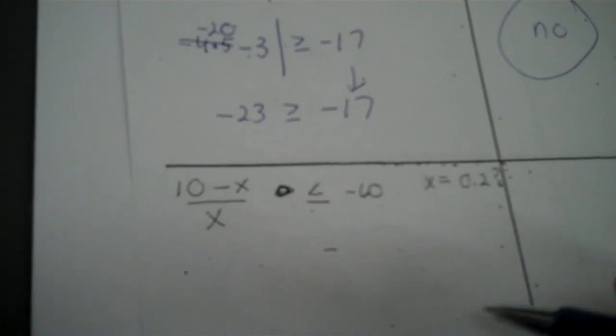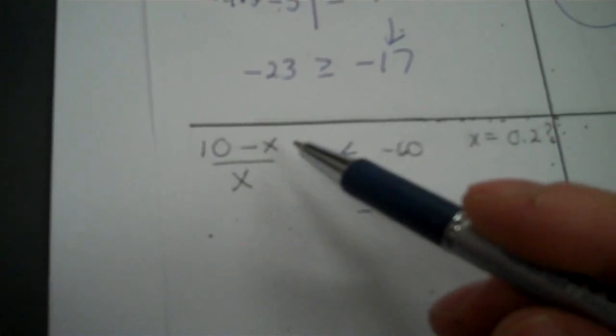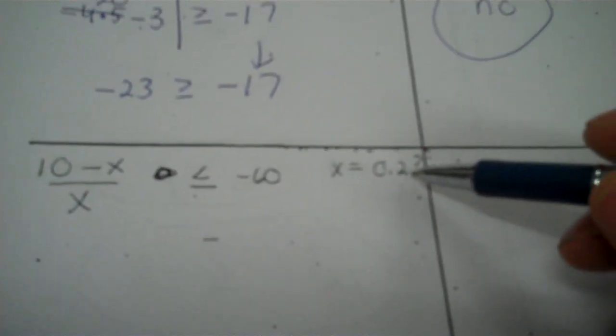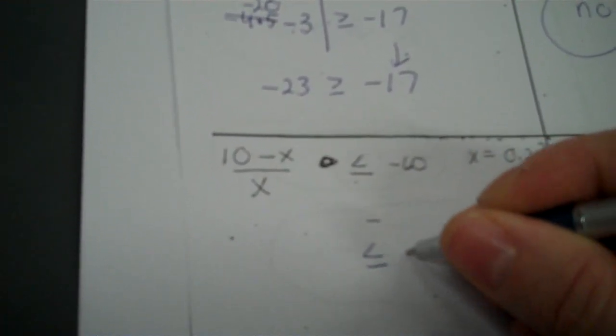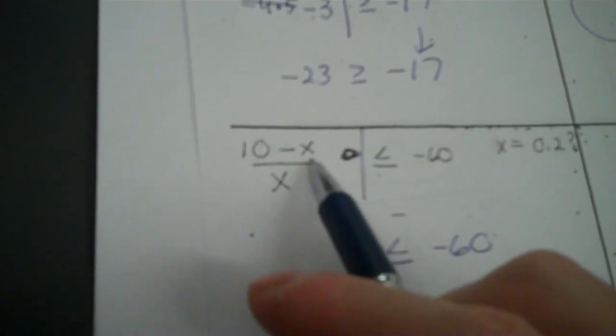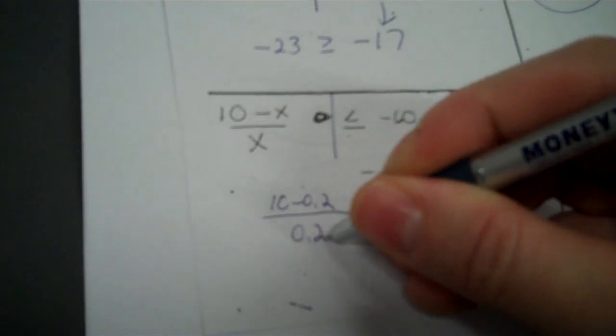Okay, now the next one, 10 minus x, and all that divided by x, is less than or equal to negative 60. And then it asks, is 0.2 going to be a solution to the inequality? You know how to figure that out. You're going to replace both x's with 0.2. So you got 10 minus 0.2 on top, and 0.2 on the bottom. Since the minus is happening on one side of the division, you need to figure out the minus first, and that's going to be 9.8, because I want to divide, but I have to know the two numbers I'm dividing. Then 9.8 divided by 0.2 is 49.